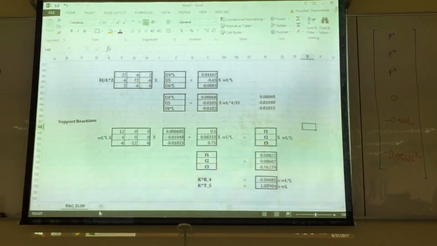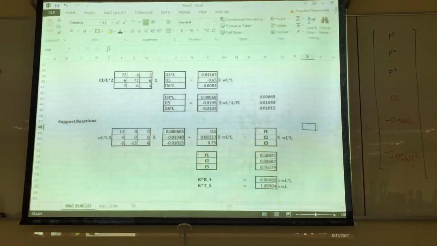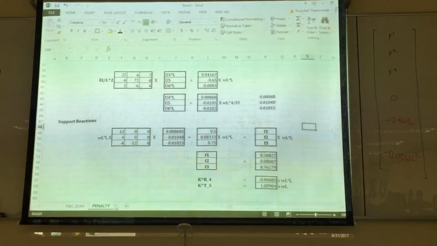Row column elimination. We just did the first one. Next, what? I copy this. Next, I talk about the second technique, the so-called penalty method.